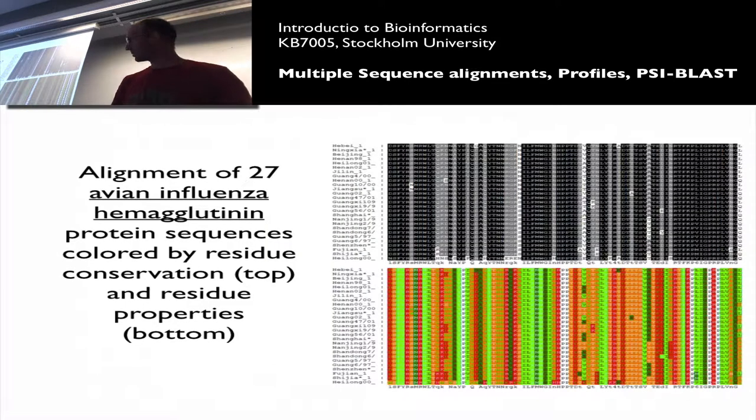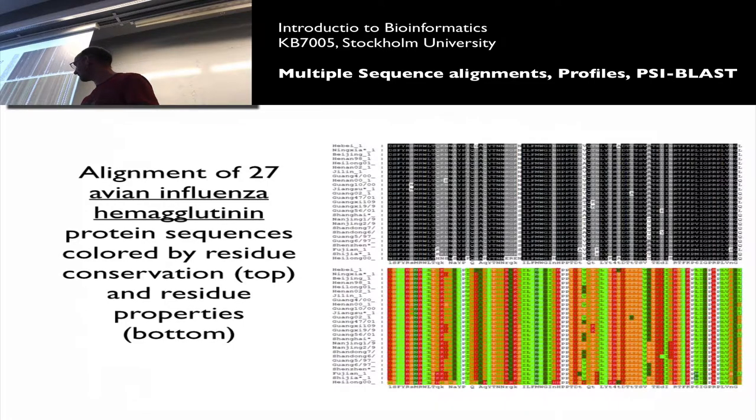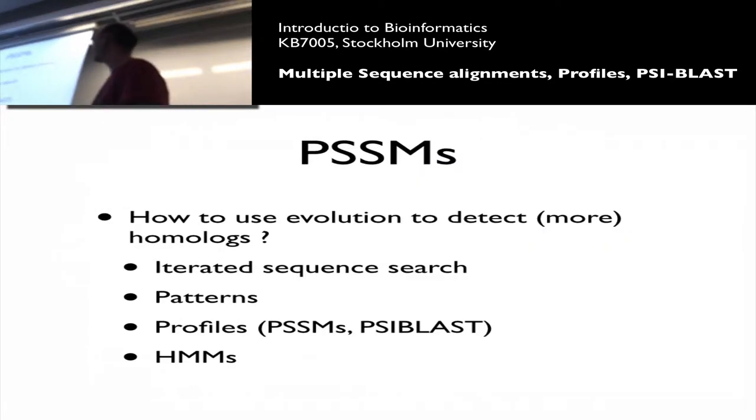Basically, we can train the computer to look at this directly, so we recognize patterns here. The typical example I'll talk about later is secondary structure prediction. If you can see these patterns for secondary structure prediction, you can let the computer learn it, and they are much better at doing it than we are. They can do it close to 80% correct on average. But we can also use it for finding more homologs.